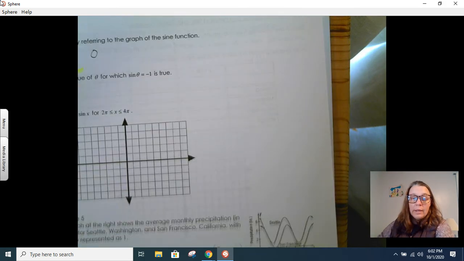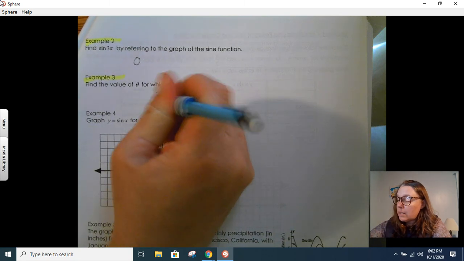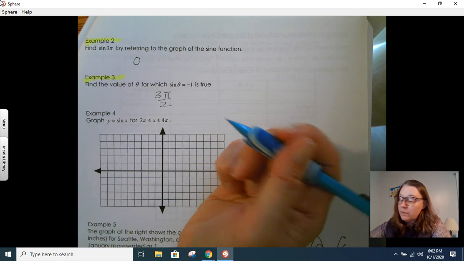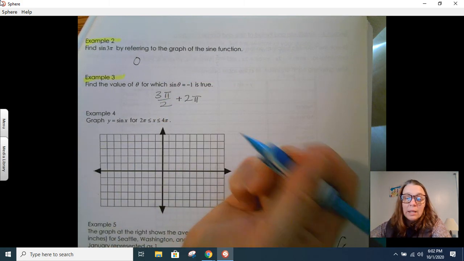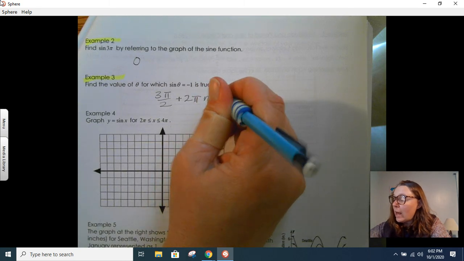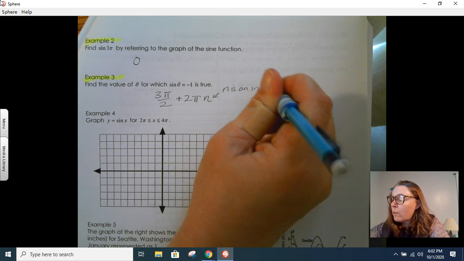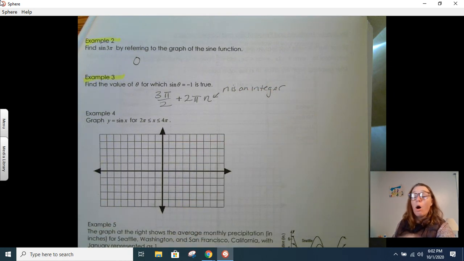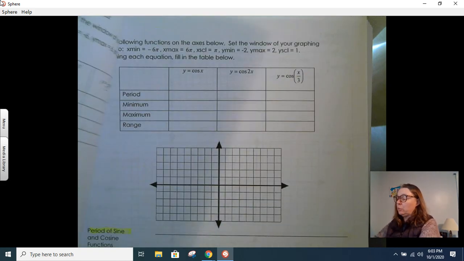So the way we're going to write that is we're going to write 3 pi over 2, because that was like the first time I saw it happen on the positive side, plus it's going to happen every 2 pi. And to say that it's going to happen multiples of 2 pi, we're going to write 2 pi n, where n is an integer. Sort of like when we were naming coterminal angles, it would say name all coterminal angles, and we would add like 360n or 2 pi n. It's that same idea. Okay, we're not going to worry about examples 4 and 5 for now.